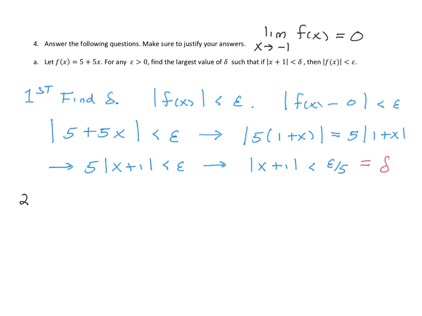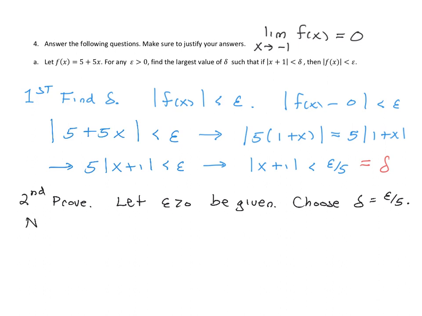And that takes us to the second step, which is to actually prove this statement. Like, did we do this? So I'll let epsilon greater than 0 be given. I will choose delta equal to epsilon over 5. And I'll just note that we wanted a delta that's greater than 0, and this delta certainly is. Okay, next we'll assume that the absolute value of x plus 1 is less than this delta.